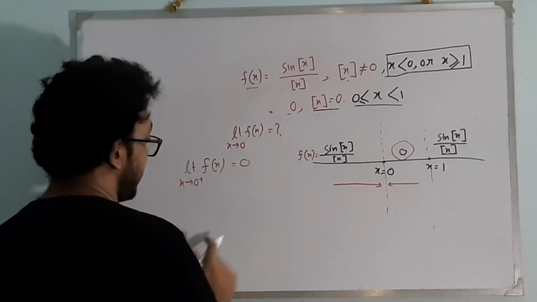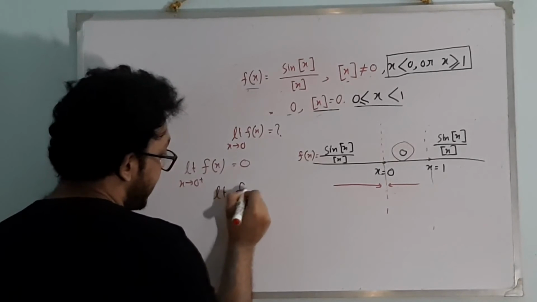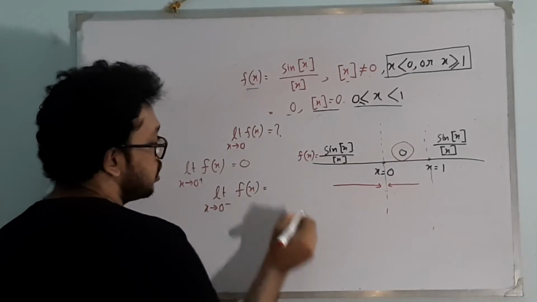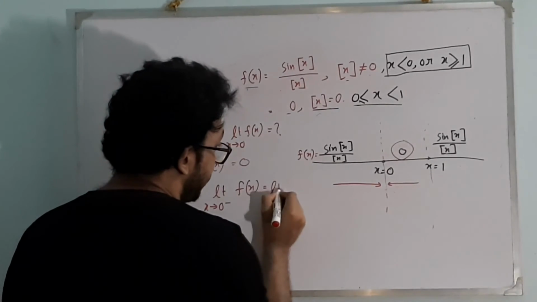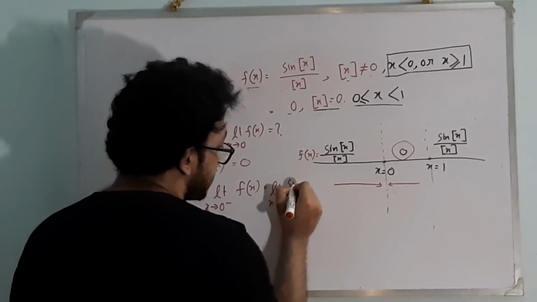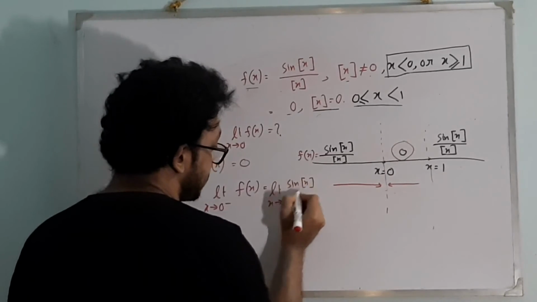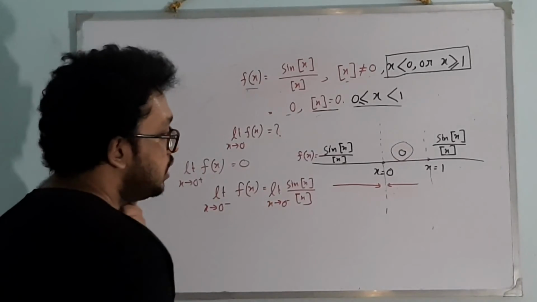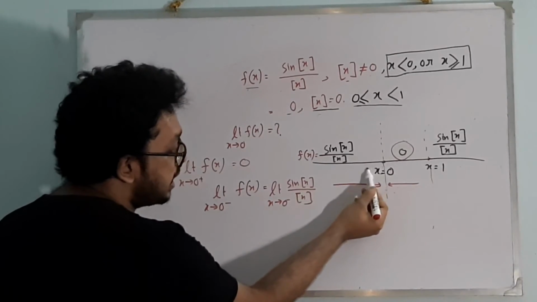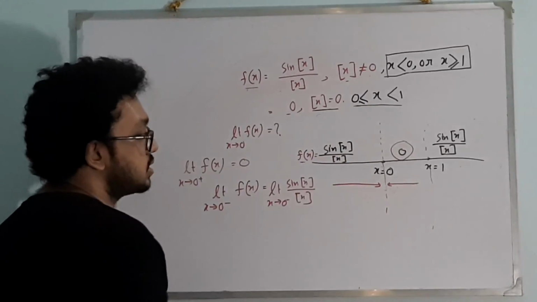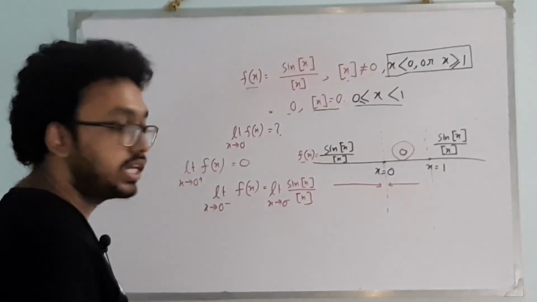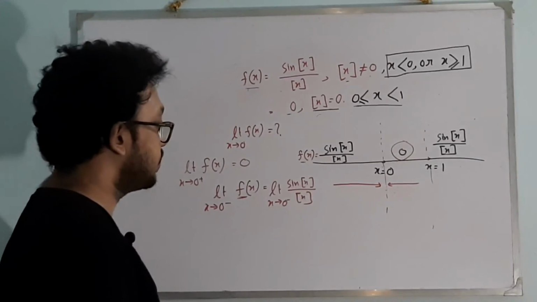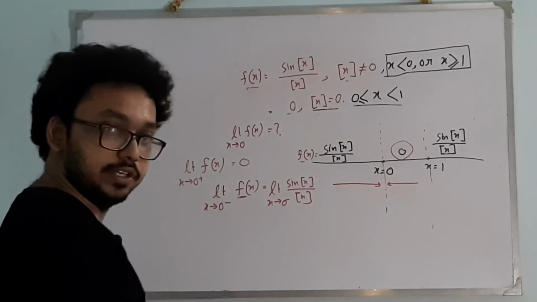Now find out the left hand limit. The left hand limit is denoted by the limit of f(x) as x tends to 0 minus, which will be the same as the limit as x tends to 0 minus of sine of the greatest integer function of x divided by the greatest integer function of x, right? Why? Because just on the left hand side of x equal to 0, the expression of f(x) is sine of the greatest integer function of x by the greatest integer function of x, and that's why we have replaced f(x) by it, right?